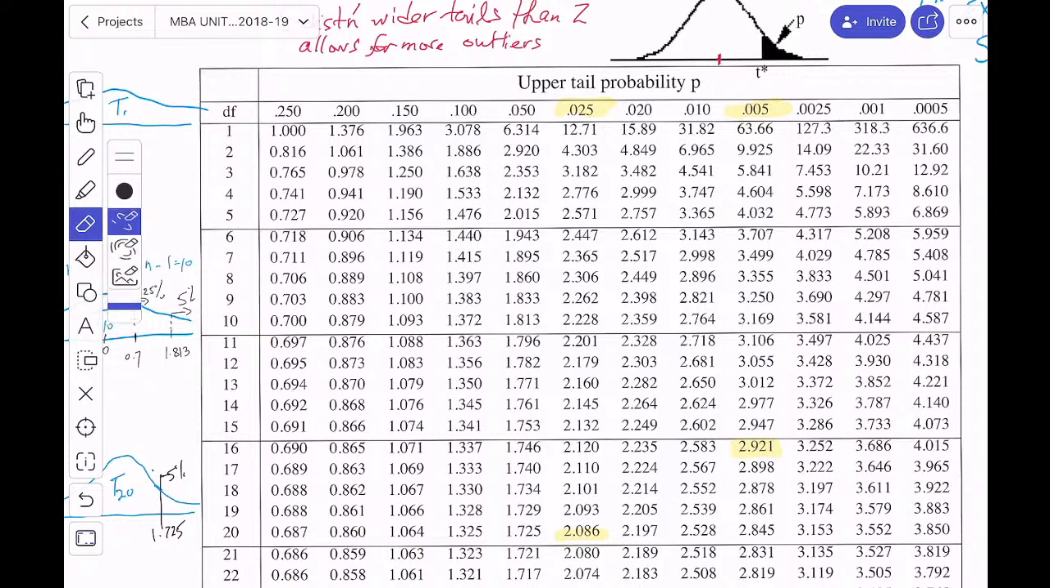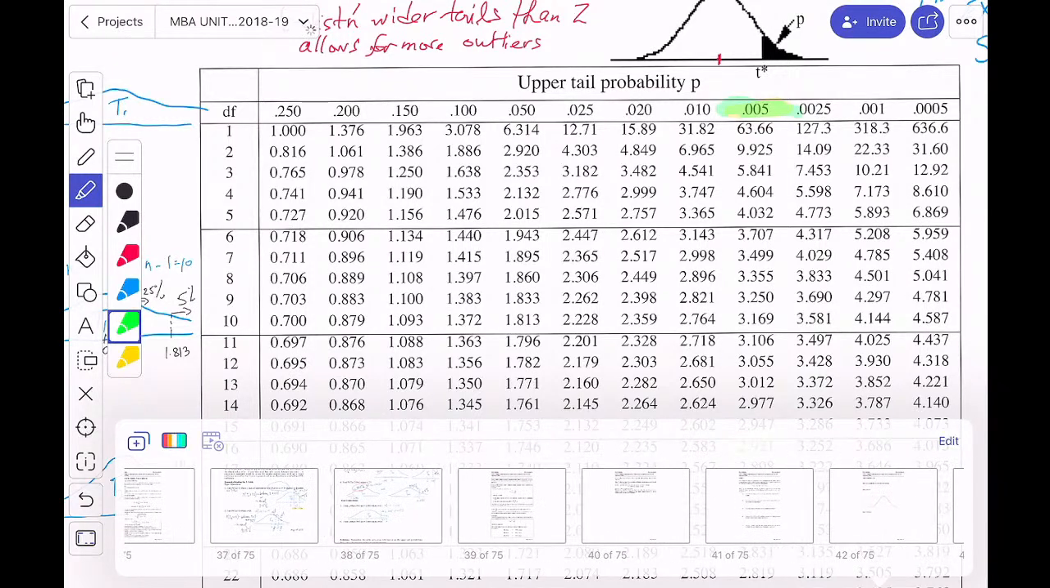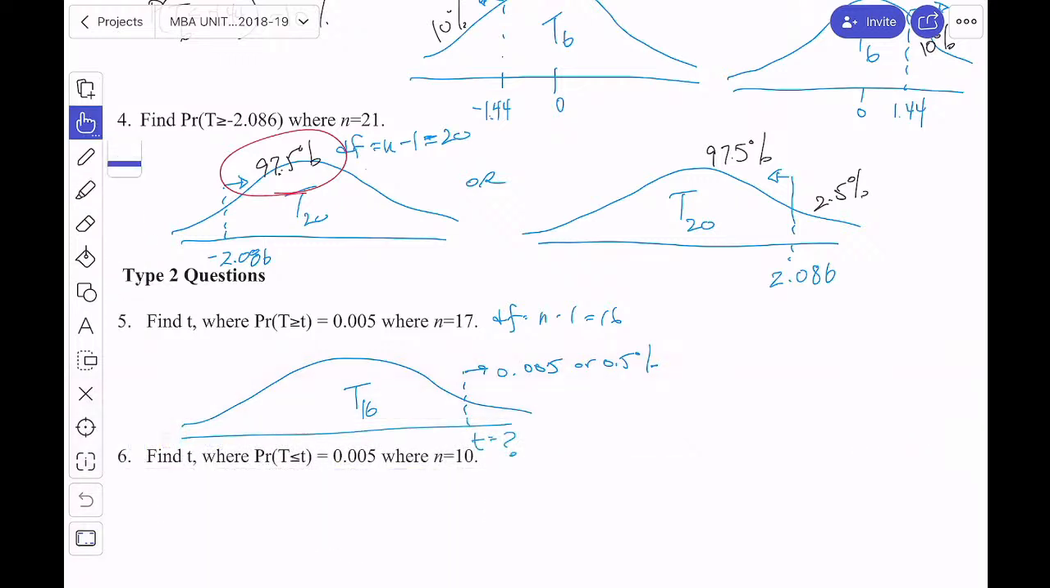I'll erase all of these. It's hard to see. I'll use a different highlighter color. So 2.921. And it looks like that makes sense, doesn't it?